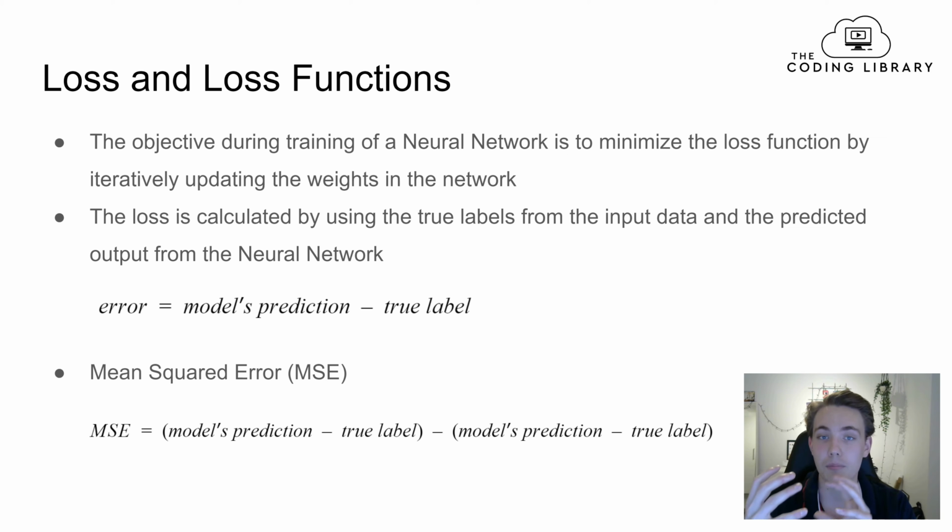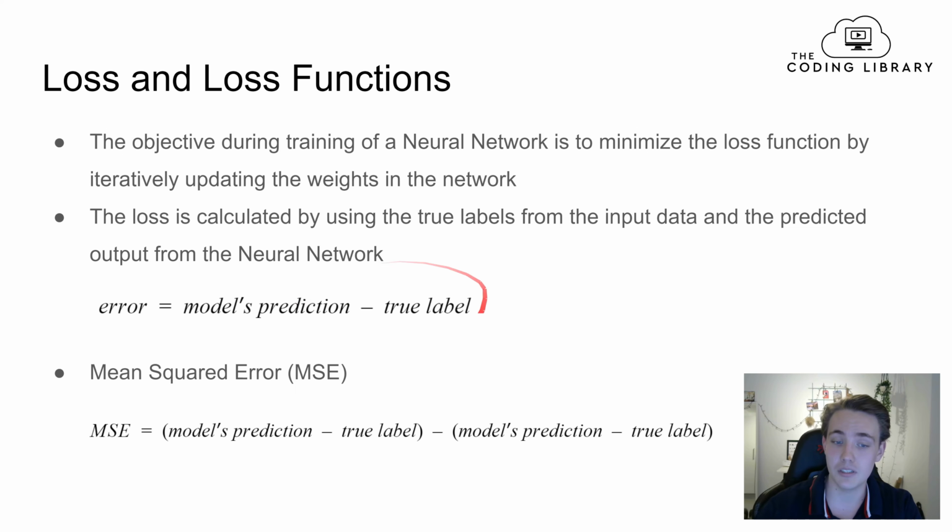And then the output from that prediction, we're going to compare to the true labels, or what it should have predicted, and then we can calculate the error of the neural network's predictions. So the error here is equal to the model's prediction minus the true label. Let's say, for example, we wanted to predict a dog in an image, and the model's prediction here was 0.5, the probability that it is a dog is 0.5.